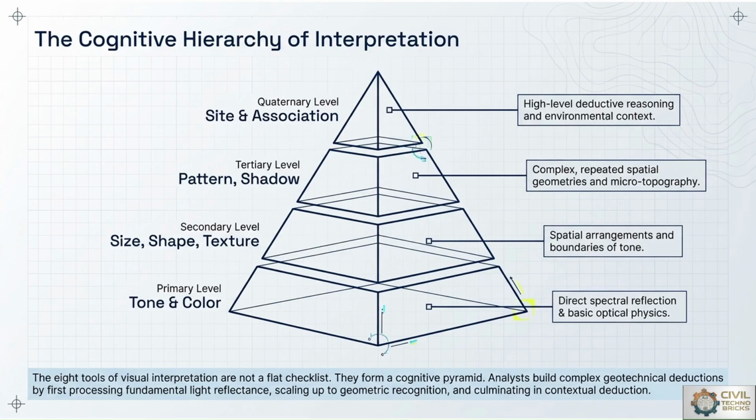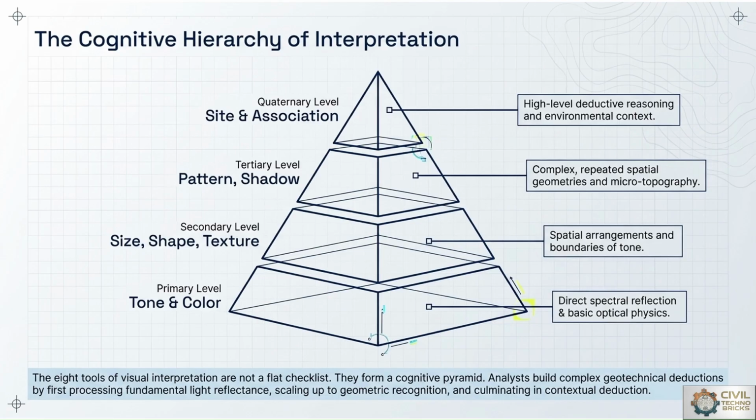With reference to that pyramid, we can check step by step from primary level to secondary level to tertiary and quaternary. Primary level depends on tone and color. On that basis we can visualize the satellite image. Secondly, with reference to size, shape and texture. Tertiary, pattern and shadow, and at the last, site and association.